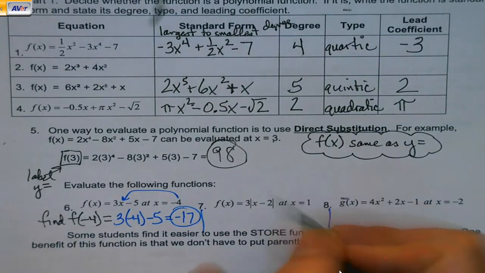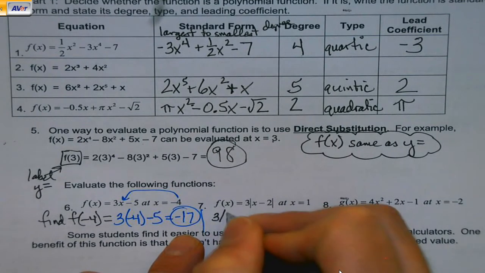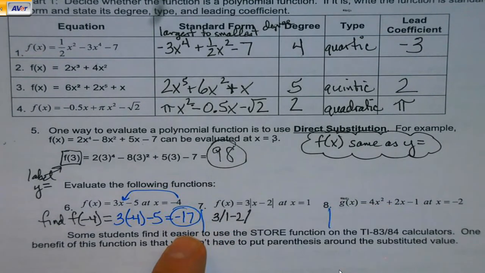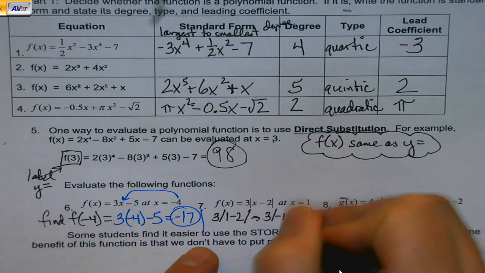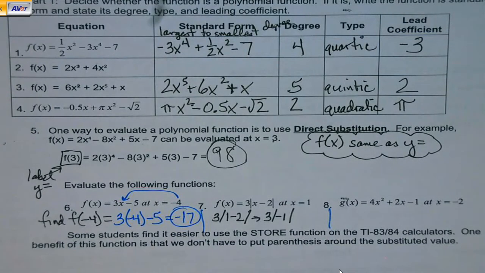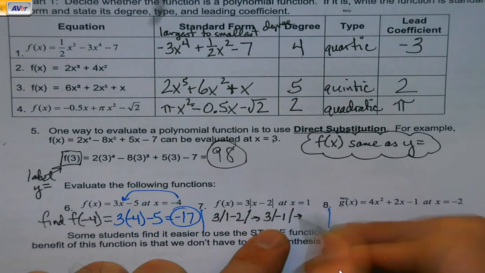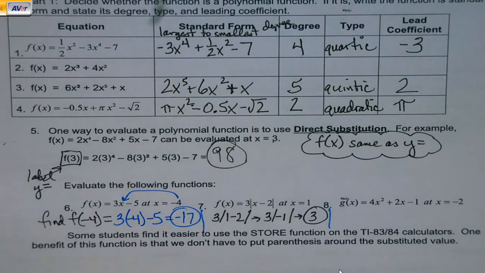So here, okay, I'm going to plug in the 1 for my x. Now, 1 minus 2 is -1. But this is where I've got to remember, what does an absolute value do to numbers? Makes them positive. So this is really 3 times +1, or 3. Okay, I got to keep those types of things in mind. Those are things I need to know. And that gets me to my answer there.